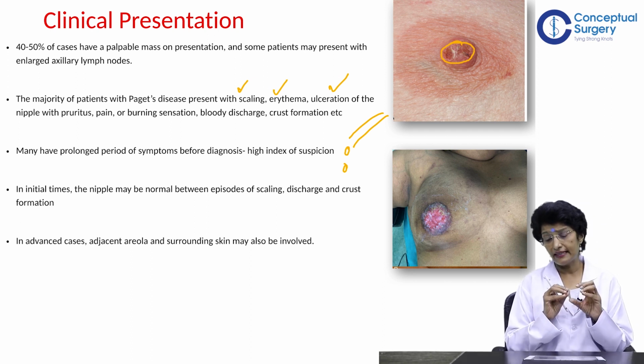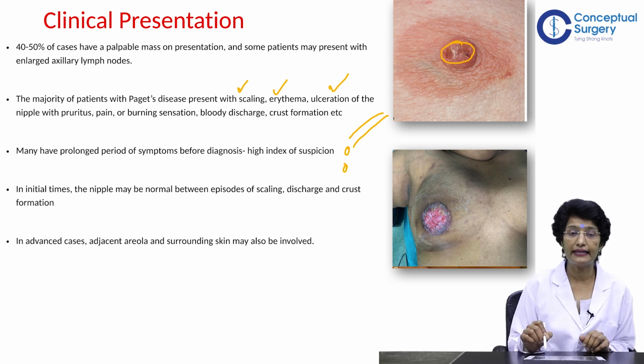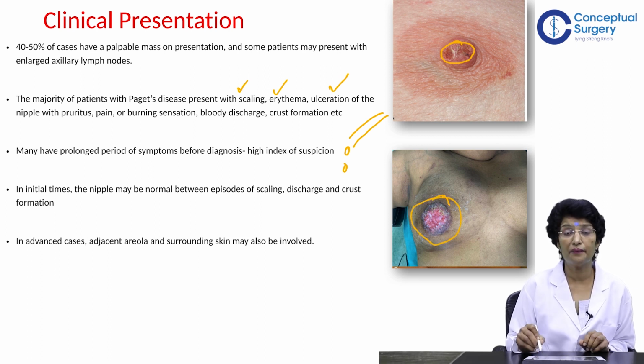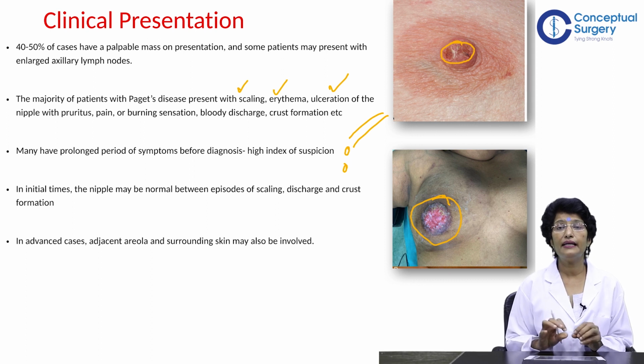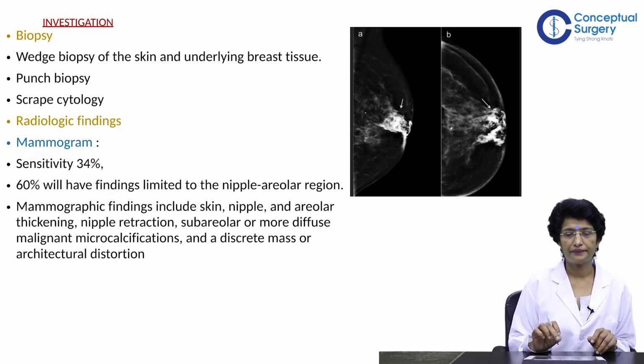Usually you will see that it is the nipple that is involved, like in this case, but in long-standing cases, you can have the adjacent areola also involved, and you have this kind of eaten up appearance when the nipple is completely disappeared or eaten up by the Paget cells.